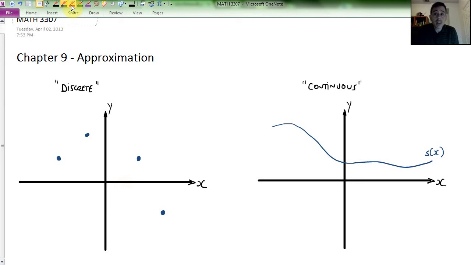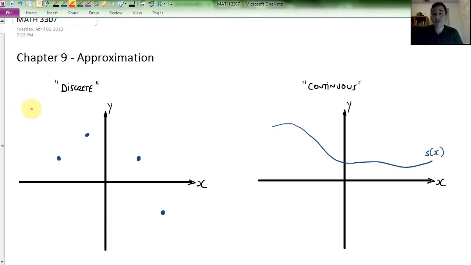Now recall the idea of interpolation. The interpolation idea was to get a function that will go exactly through these points. Okay, so that's an interpolation approach. However, in approximation, you're gonna find a function that is not necessarily exact. It will be a function that best approximates those 4 points.